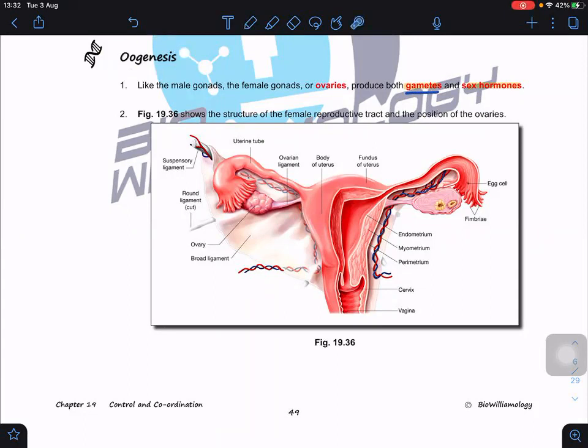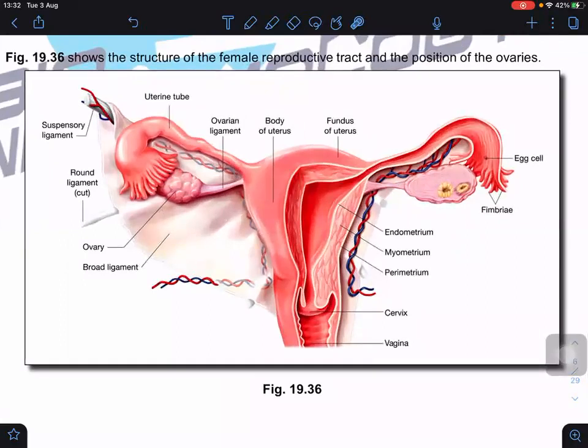Okay, so you can see that this is the structure of the female reproductive organs, where this is the vagina. This is the cervix, a very powerful muscular structure to close, and it only opens during the child's delivery, or I mean the labor process. And this is the whole body of the uterus, connected to two what we call the uterine tubes, or oviducts.